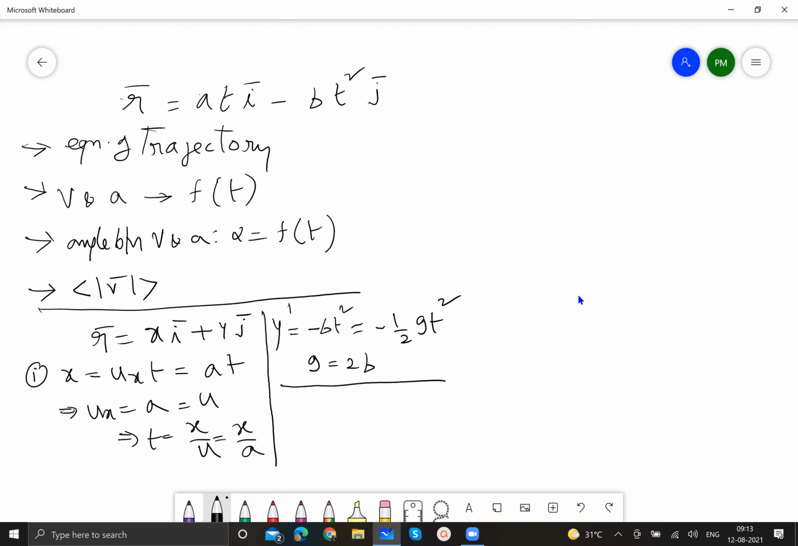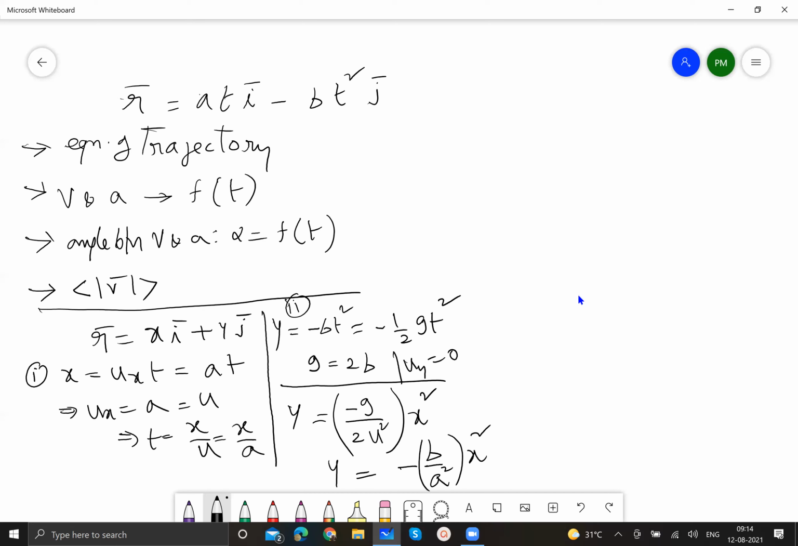And the horizontal, this is second. The horizontal projectile equation of trajectory is minus g by 2u square multiplied by x square, because here uy is coming out to be 0. Here y is simply minus b t square, therefore uy can be assumed to be 0. Hence, it is a horizontal projectile. Equation of horizontal projectile is minus g by 2u square into x square. So, substitute this and finally I'll get y as minus b by a square into x square. In terms of a and b, we got.